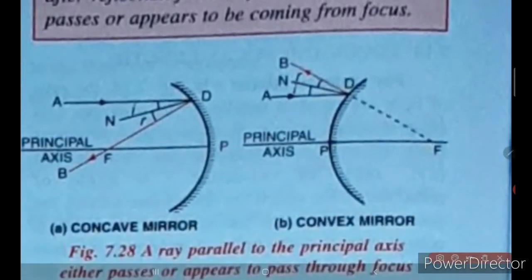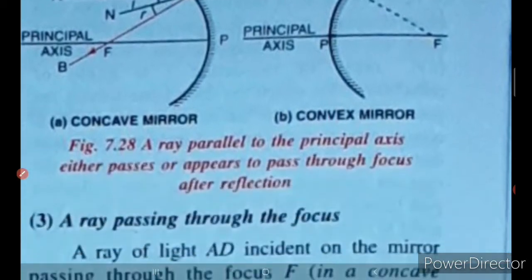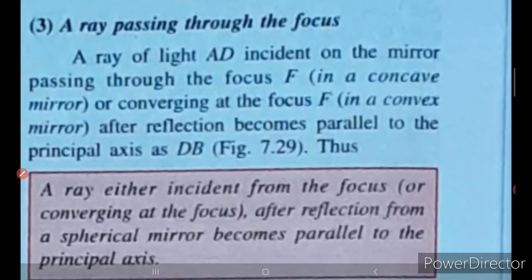For the concave mirror, any ray parallel to the principal axis after reflection should pass through the focus always, right? And any ray parallel to the principal axis in case of a convex mirror will appear to come from the focus, this red ray, right? So I hope you have understood the second convenient ray also. Let us go to the third one. The third one reads as a ray passing through the focus.